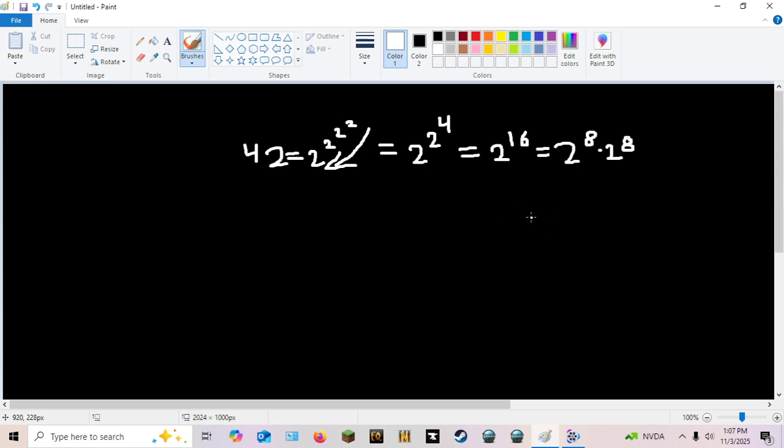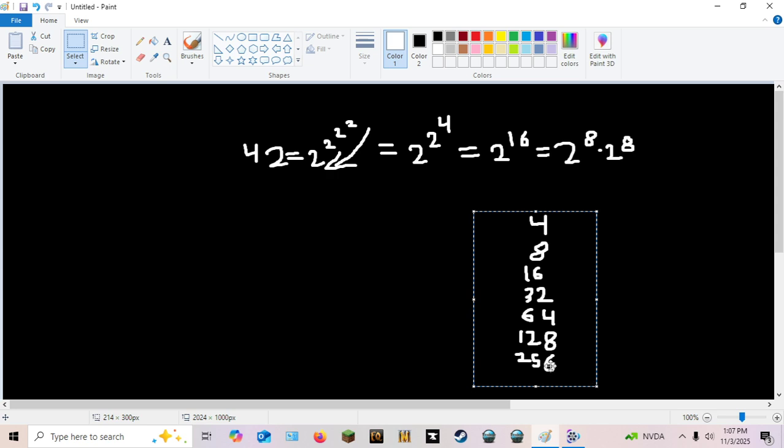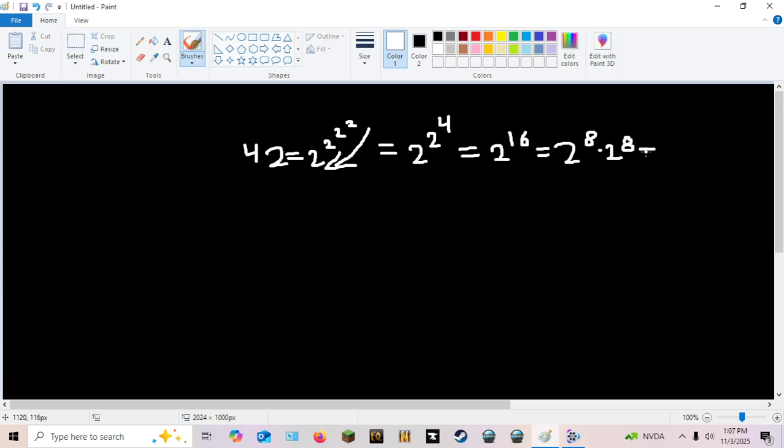So 2 squared is 4. 2 cubed is 8. 2 raised to the 4th power equals 16. 2 raised to the 5th is 32. 2 raised to the 6th power equals 64. 2 raised to the 7th equals 128. And then 2 raised to the 8th is 256. Now, replace 2 raised to the 8 with 256. Do the standard algorithm. Okay?